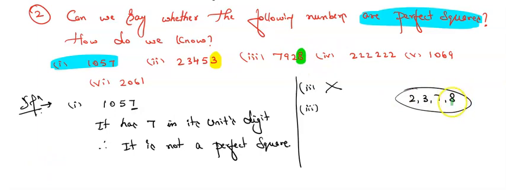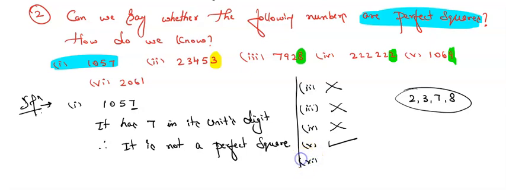As we know, if it has 8 in its units place, then this is also not a perfect square. Option 4, what is there in the units place or the last digit? That is 2. It is also not a perfect square. Option 5, last digit is 9. Yes, it is a perfect square. You have to write the reason. It has 9 in its unit digit, therefore it is a perfect square.